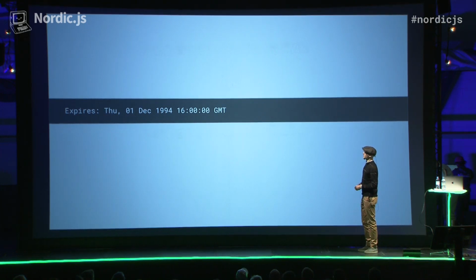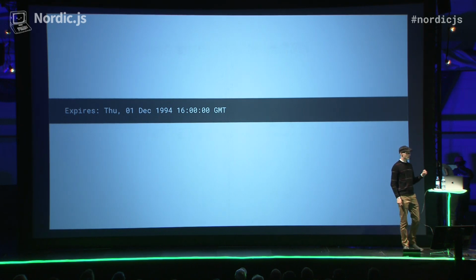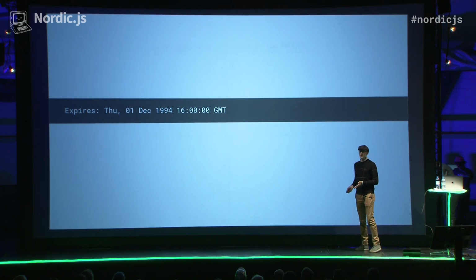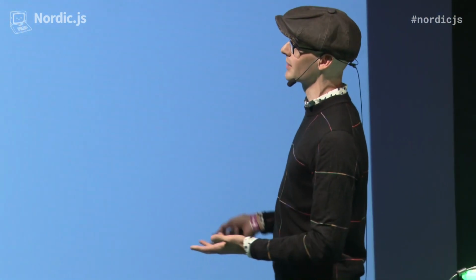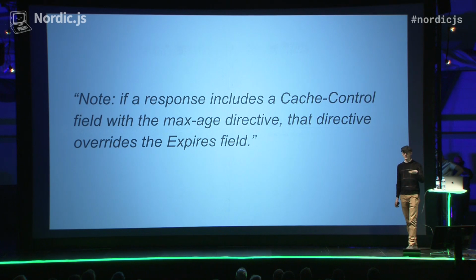Well, I have a pet theory, which is that the HTTP date format is actually a crazy date format that includes the day of the week for no readily apparent reason. So if I wanted to pick an arbitrary date in the past and format it correctly using HTTP date, I need to know what day of the week it was. And because I'm unlikely to know that, it's easier just to copy the example from the spec. But if I do that, then next to that example, I will see this text: if a response includes a Cache-Control field with the max-age directive, that directive overrides the Expires field. So it overrides the Expires header completely.